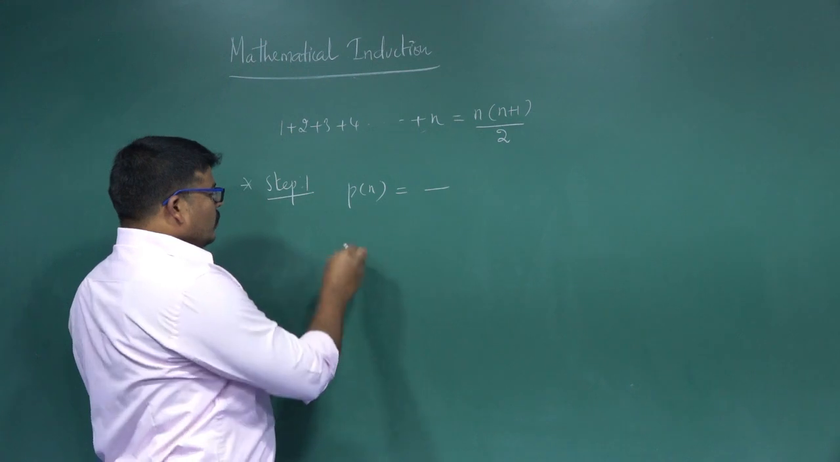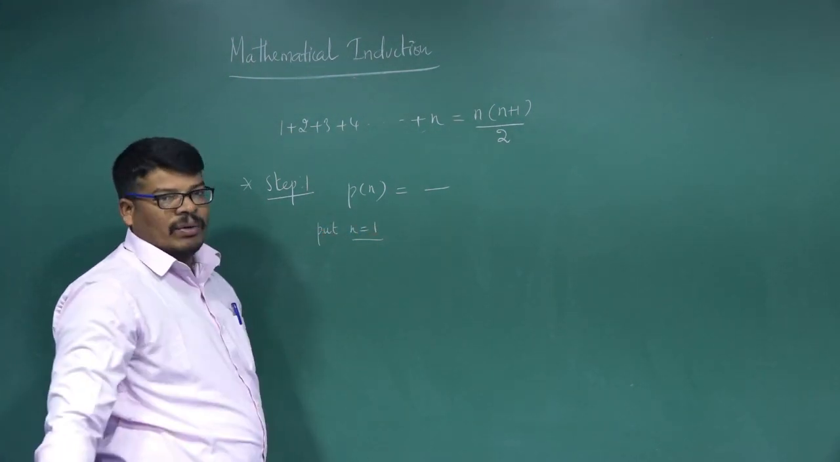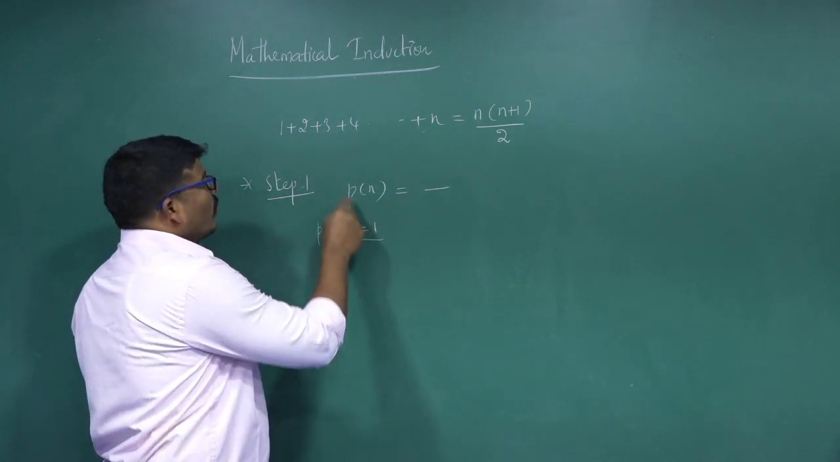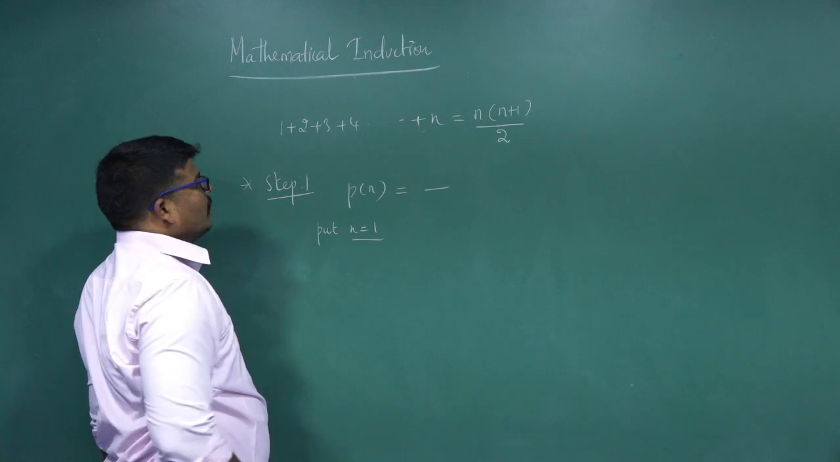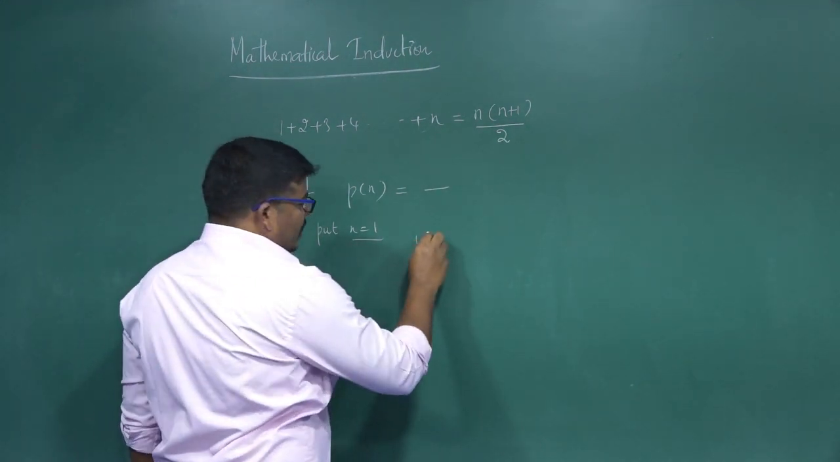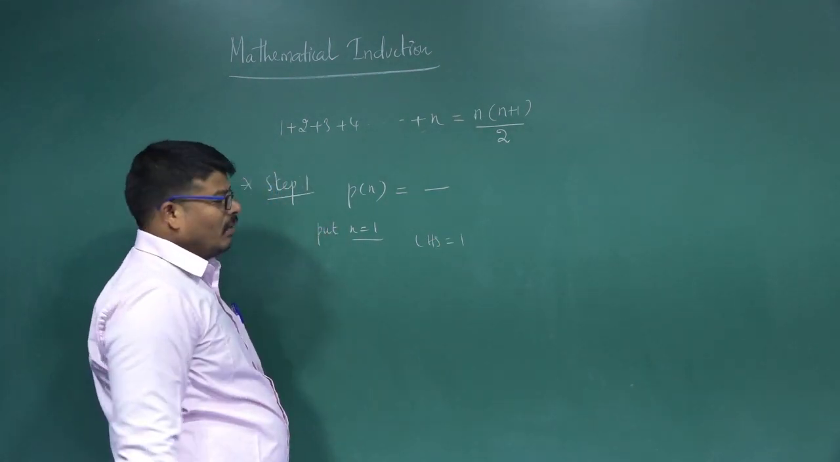The next one, put the value n equal to 1. n equal to 1 means the number of terms is one, the first term. Take LHS, the first term. LHS equal to 1.